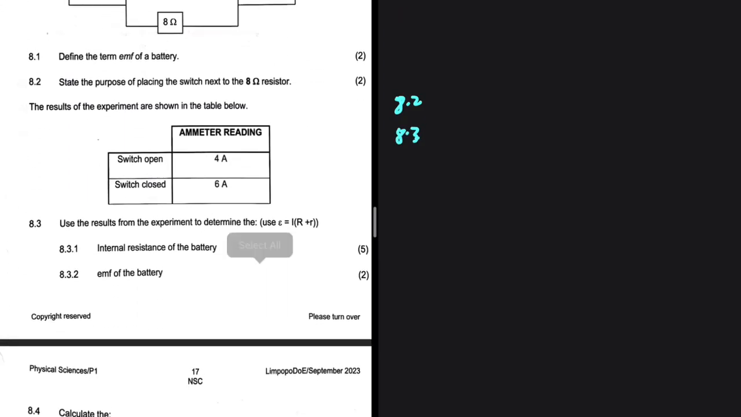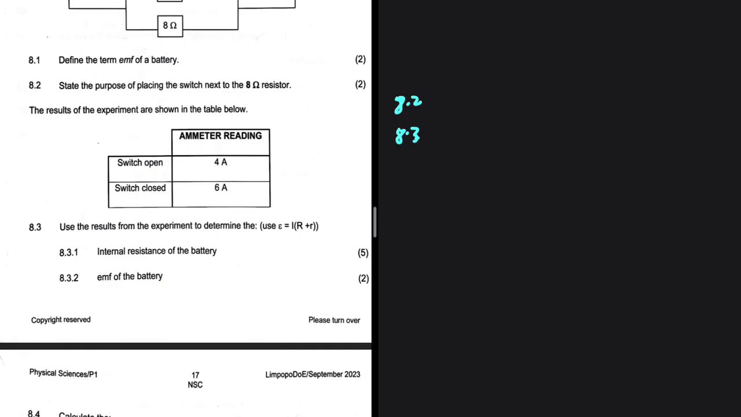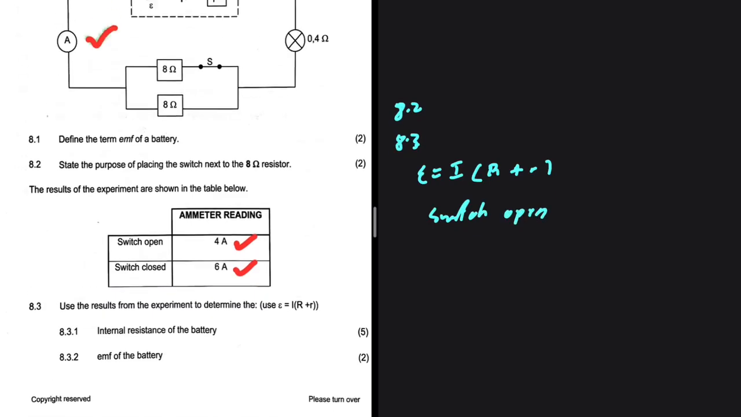The results of the experiment are shown in the table below. When the switch is open, we have a current of 4 amperes. And then when the switch is closed, our current is 6 amps. 8.3.1, we're supposed to determine the internal resistance of the battery using EMF equals the current multiplied by the external resistance plus the internal resistance. Let's look at our case when the switch is open and see what we're going to get.